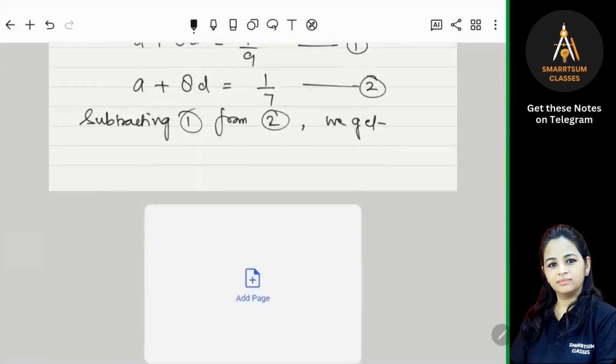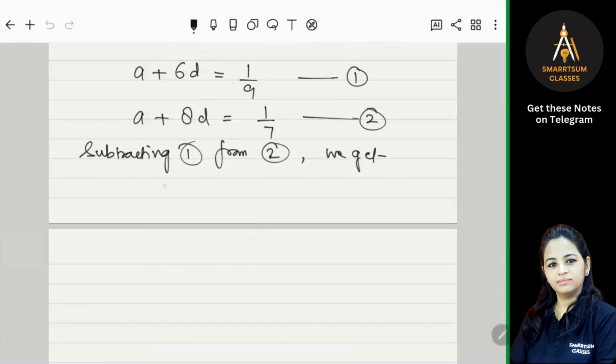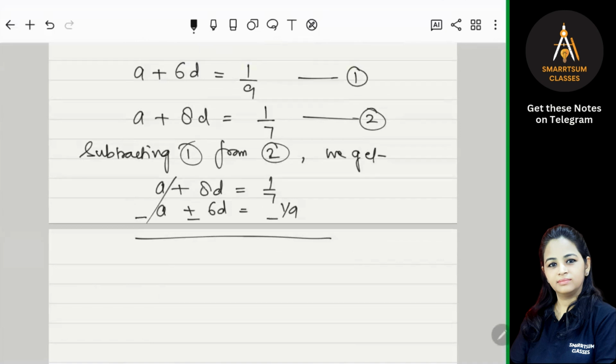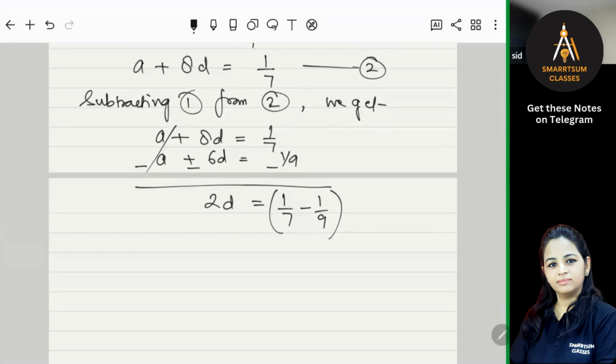So what you will be getting? Write down. A plus 8D is equal to 1 by 7. A plus 6D is equal to 1 by 9. Now we are subtracting them. A will cancel. 8D minus 6D will be 2D is equal to 1 by 7 minus 1 by 9. Are you getting this? Yes or no? So what we have done, we have subtracted the two equations, right? And this way, the variable A will be cancelled. And now we can easily find the value of D, right?